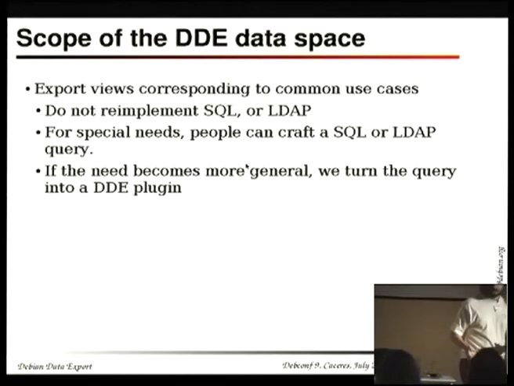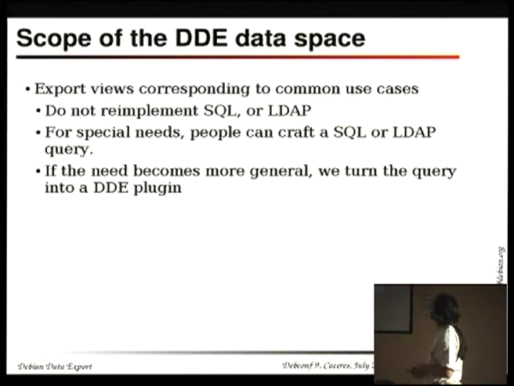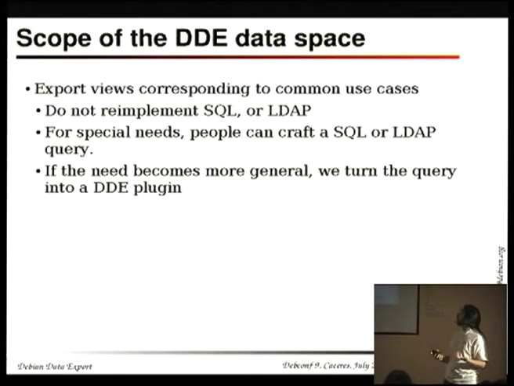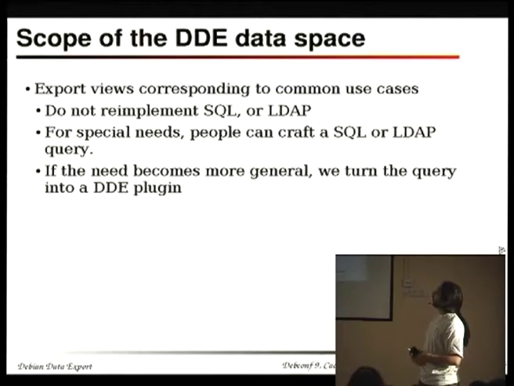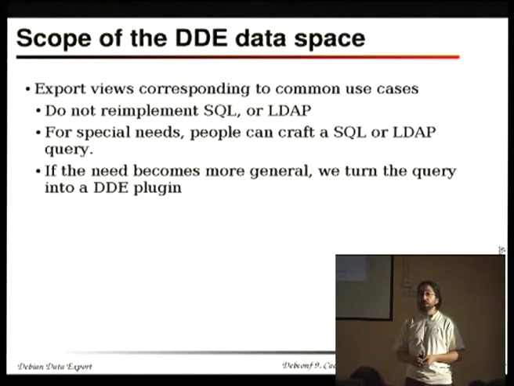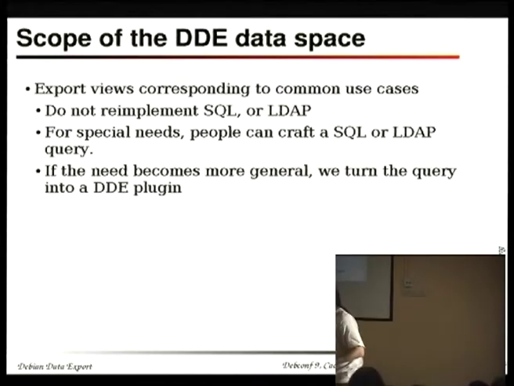The data space that is exported does not try to export every single thing. It does not try to be a super generic big relational database of everything. We have UDD for that. It just tries to export views corresponding to common use cases. The idea is that, well, if you have a special need, then you craft a SQL query for UDD or an LDAP query or whatever, and if it becomes a general need, that query can be turned into a plugin for DDE, and then it's readily accessible in whatever format to pretty much everyone in a self-documenting way.